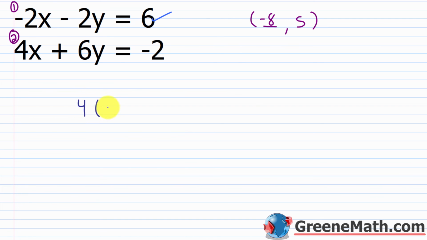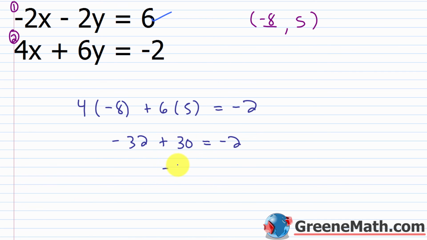So 4 times, we have negative 8 for x, plus 6 times, we have 5 for y. This should equal negative 2. 4 times negative 8 is negative 32, plus 6 times 5 is 30. This should equal negative 2, and of course it does. Negative 32 plus 30 is negative 2, so negative 2 equals negative 2. So it works out here as well. So we verified that the ordered pair, negative 8, comma 5, is our solution for this system.